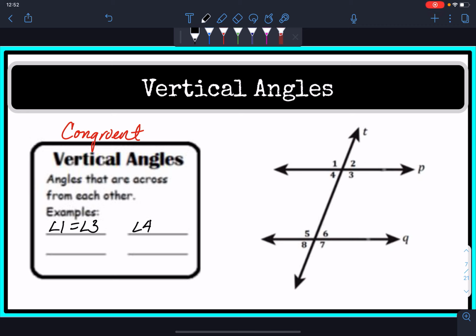So angle 4 and angle 2. And the same thing is true down here in the bottom sets. Angle 5 is opposite of angle 7, so those are congruent. And angle 8 is congruent with angle 6. So those are opposites of each other, and again, they're going to be congruent.